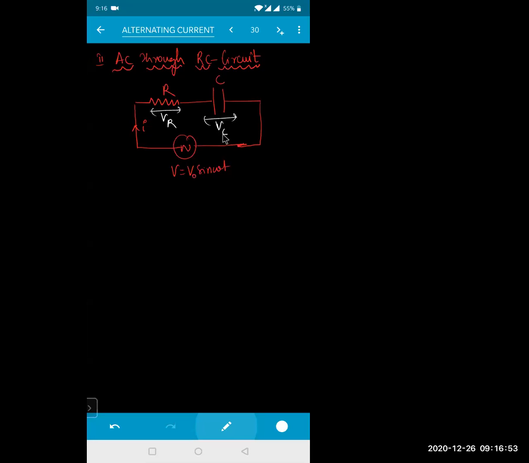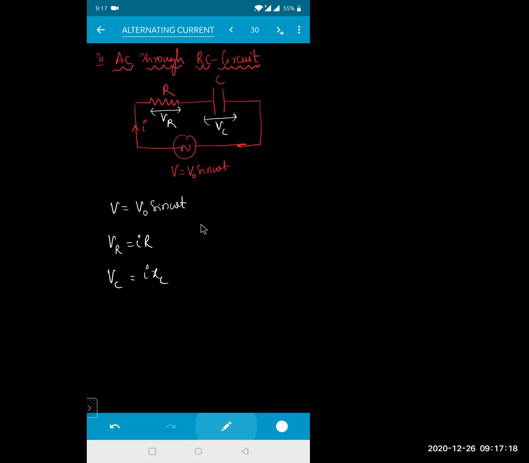You know that the potential across the capacitor is lagging. So I can write V is equal to V naught sine of omega t. The potential through the resistor is equal to I into R. The potential through the capacitor will be equal to I into XC, isn't it?